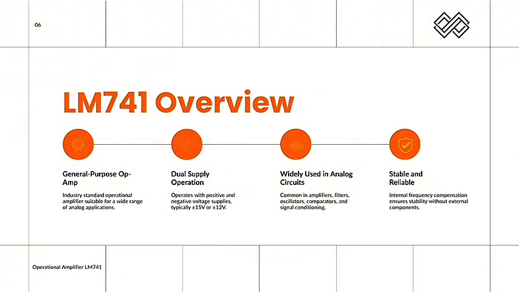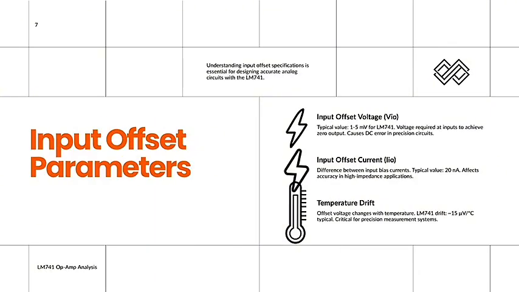It is a robust, stable, and reliable device that can be used in many applications such as amplifiers, filters, and signal conditioning circuits. Even though there are more modern operational amplifiers available today, the LM741 remains an important reference for learning purposes.